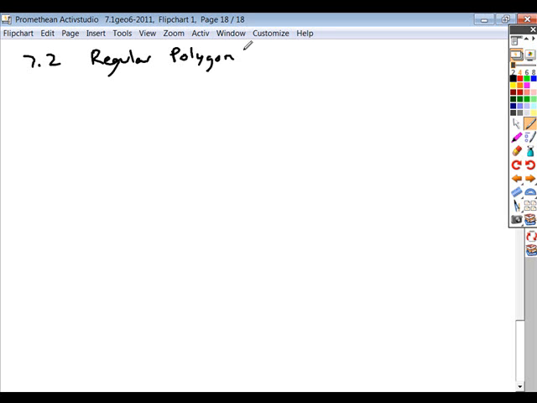What I want to talk about here in 7.2 is regular polygons. There's a couple things to discuss that extends the information that we talked about with polygons in general. The first is just to review what a regular polygon is. What special conditions have to be true for a polygon to be considered regular?